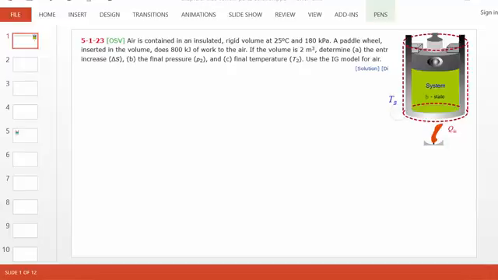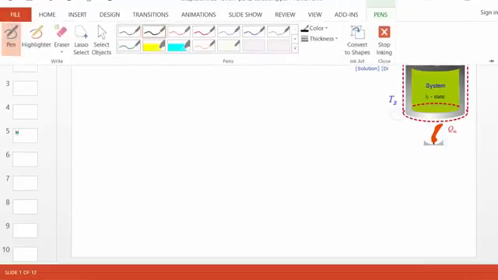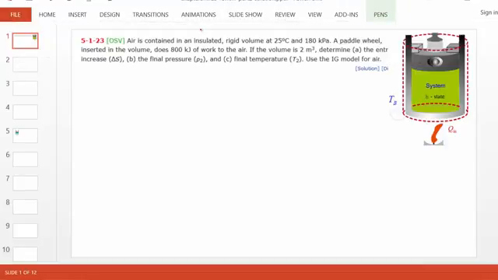Let us solve a problem where air undergoes a constant volume process. It could be a rigid tank, or in this case, a piston cylinder device where the stops prevent the piston from moving, and we have air inside. Notice, let's look at the beginning and the final state of this.